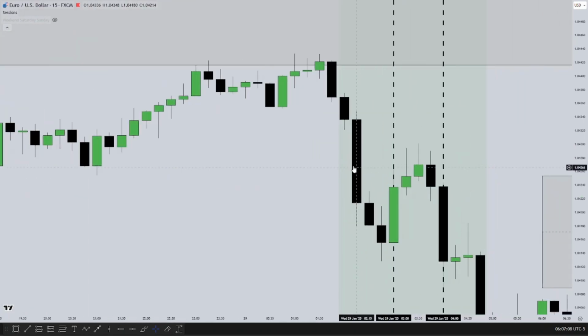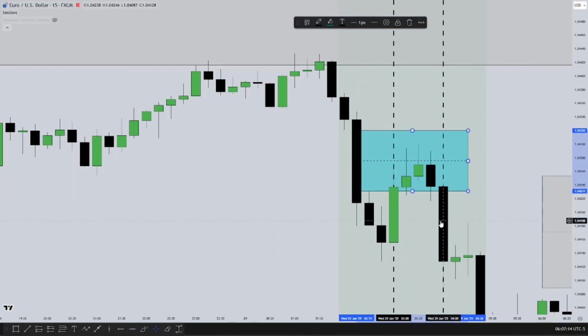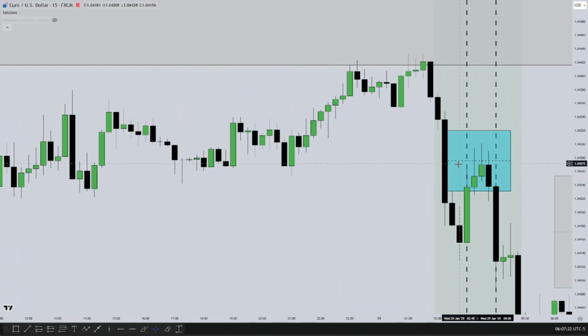you can see it more clearly. 15-minute fair value gap. The opening price of 3 a.m. did a retracement to the fair value gap. Price respected the fair value gap, led to lower prices. This would have been your first entry.